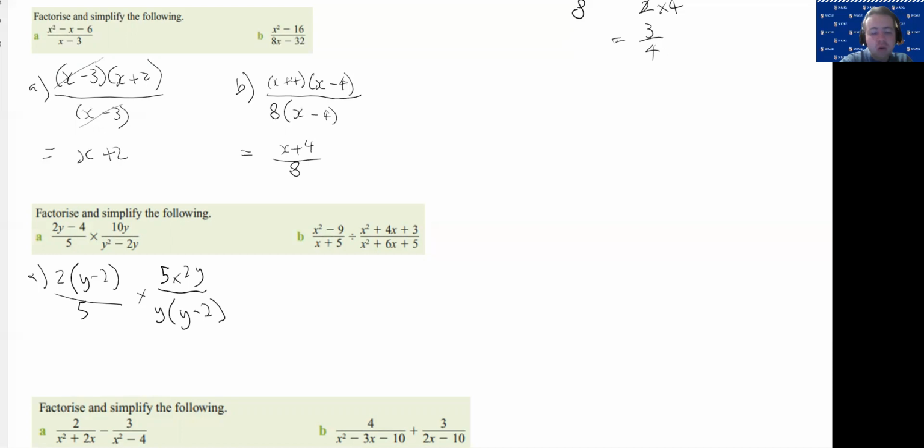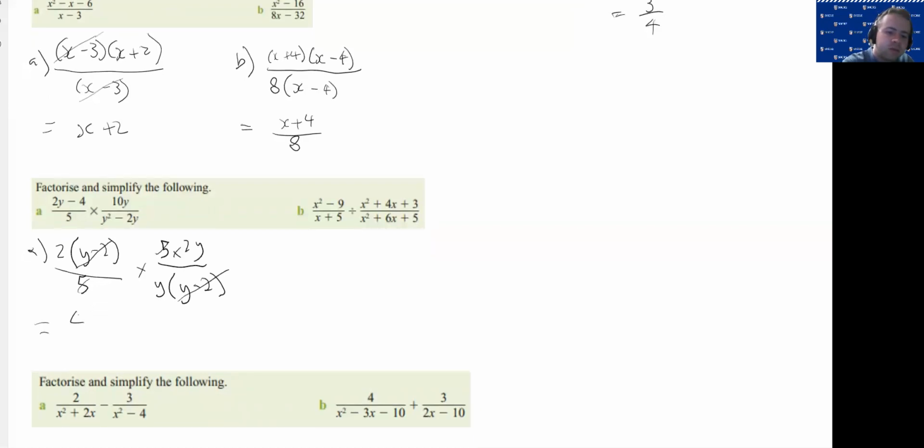Okay, now when we're multiplying fractions, we can essentially consider them as one whole fraction. So we can actually cancel with the adjacent fraction as well if we're multiplying them together. So I can cancel this y minus 2 with this y minus 2 because I've got a common factor on top and bottom, and they're all being multiplied together. And I can also cancel this 5 with this 5. So I end up with 2 times 2y over y, which becomes 4y over y.